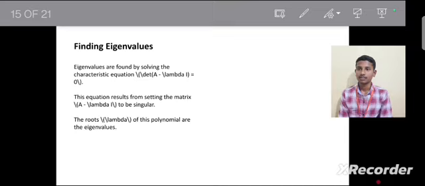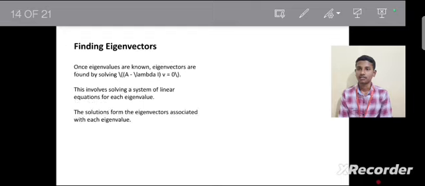Finding eigenvalues. Eigenvalues are found by solving the characteristic equation determinant of A minus lambda I is equal to 0. This equation results from requiring the matrix A minus lambda I to be singular. The roots lambda of this polynomial are the eigenvalues.